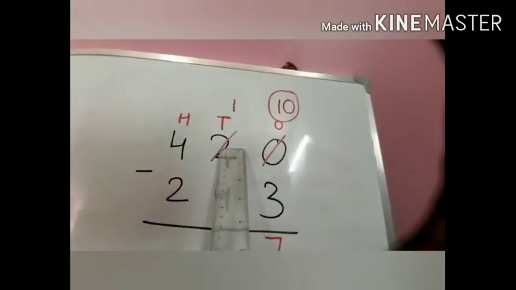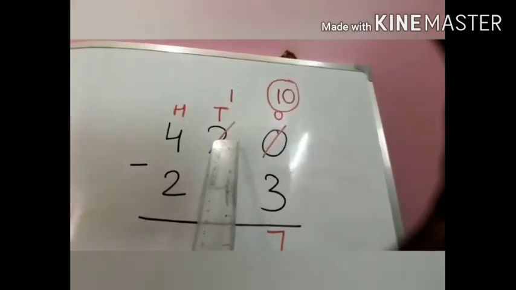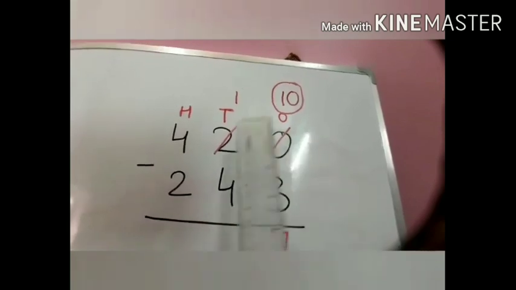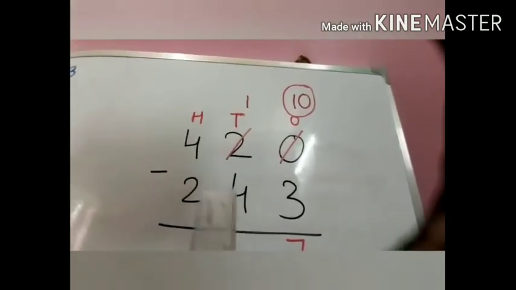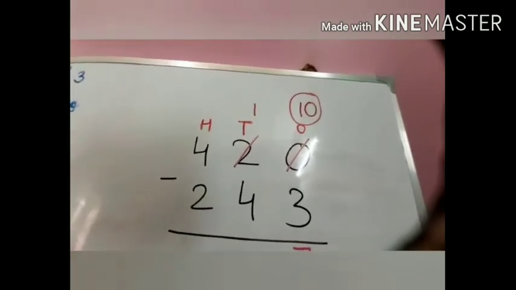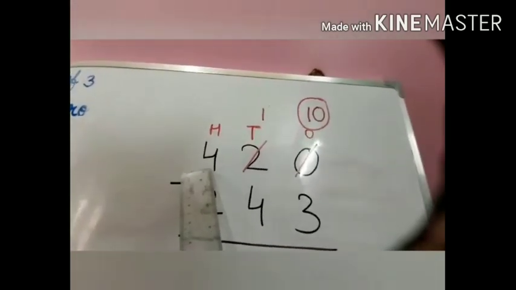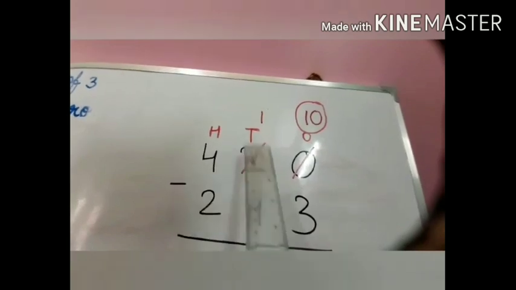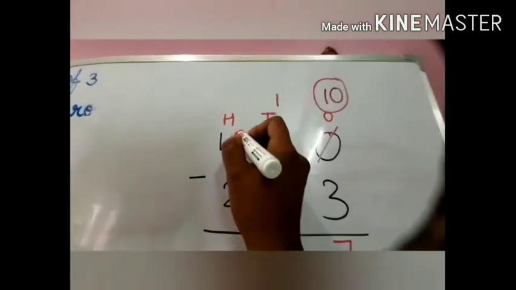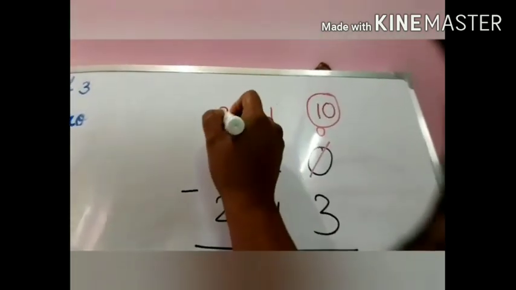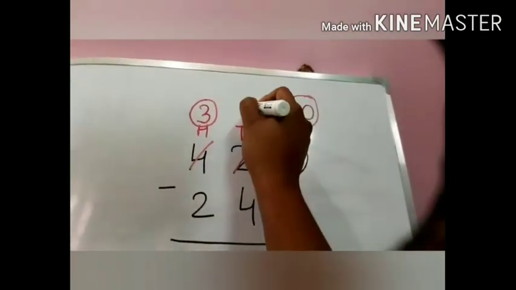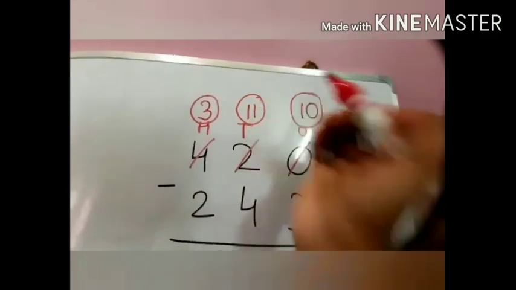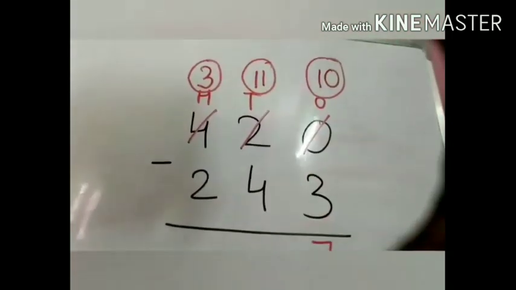Then in the tens place I am having 1, because already I have taken 1 here. And here I am having 4. So I have to make it larger. How? From the 100s place I have to borrow 100 to this tens place. So this will become 3, and from here I have borrowed 1, so this will become 11 tens. So 11 minus 4, how much?